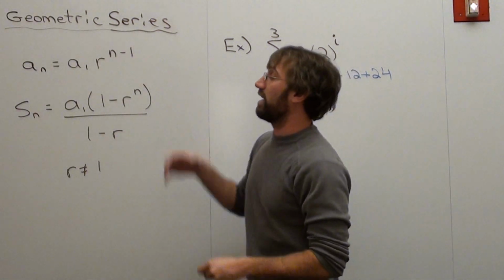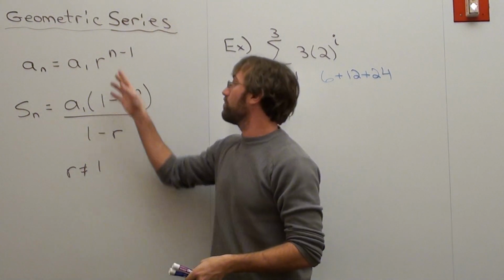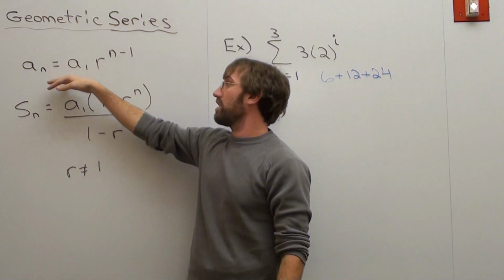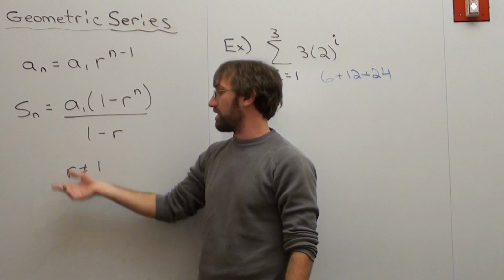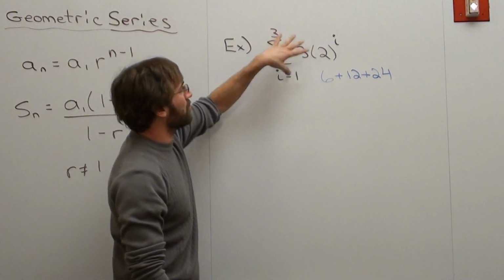Hello again, so I'm back with the exact same problem. I went ahead and erased things so I actually had room. These are the two formulas dealing with geometric sequences and series. This one actually is in terms of sequence, this one is in terms of a series. There's your stipulation. And I want to take this and write it in sigma notation.